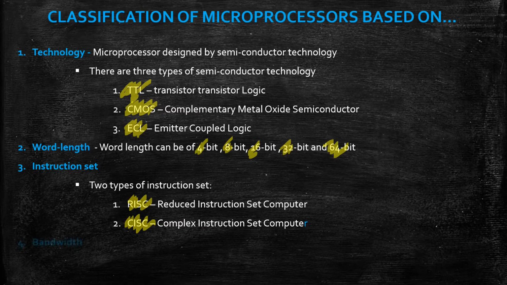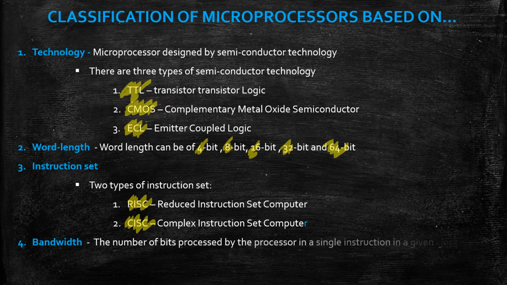Then we have the category based on bandwidth. Of course, we have already studied bandwidth, right? The number of bits processed by the processor in a single instruction in a given clock time, that we call the bandwidth. Of course the bandwidth may vary from processor to processor, right? So based on the bandwidth as well, you can categorize the processors.